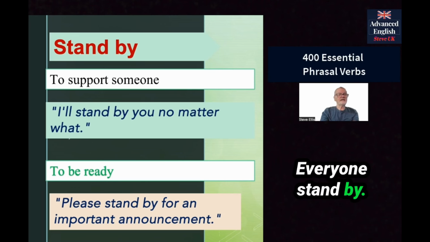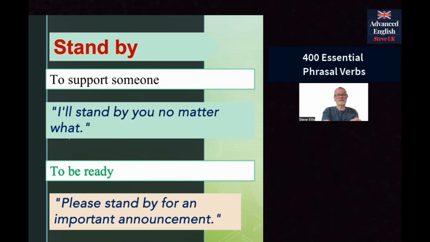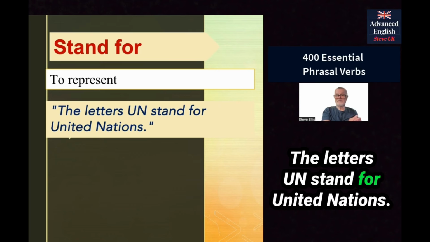Everyone stand by. The bus is arriving now and we'll be getting on. To stand for, to represent. The letters UN stand for United Nations.